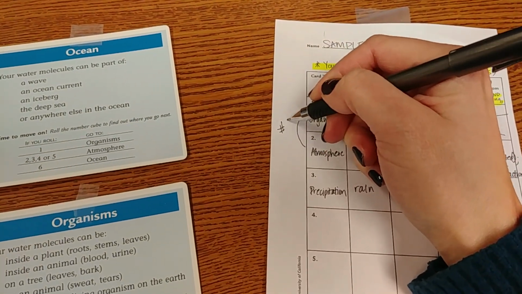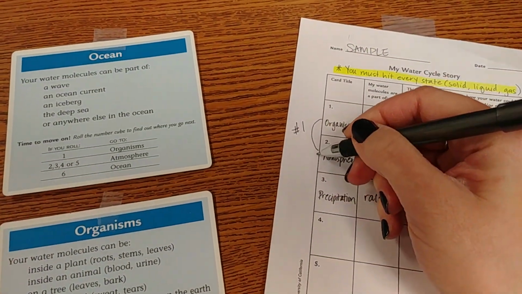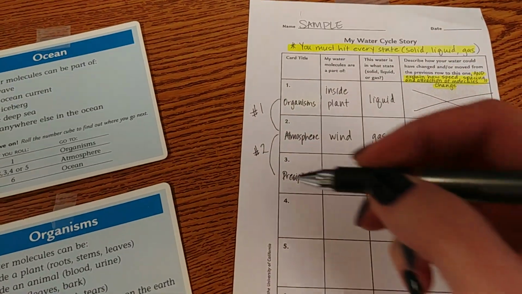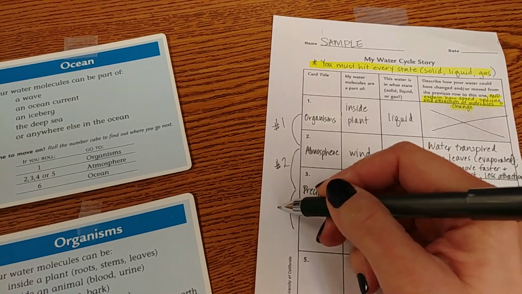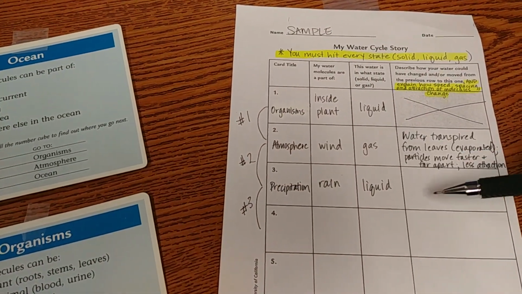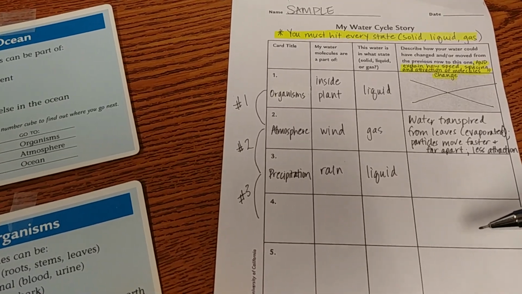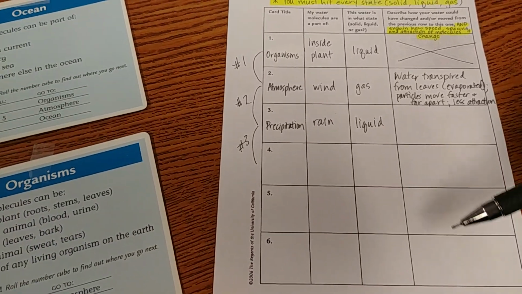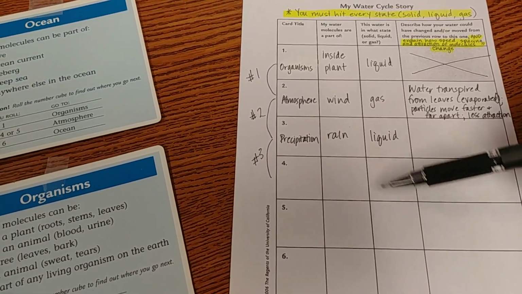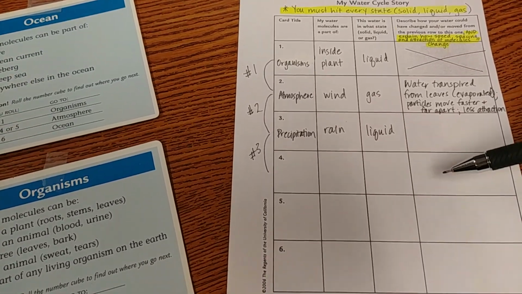So one stop would be like from step 1 to step 2. That would be like stop number 1. From the atmosphere to precipitation would be stop number 2. And then from precipitation to wherever I went next would be stop number 3. So you have to explain at least 3 of these stops along the way. You may do more, but I would need to make sure that in my next card, I made sure that I was a solid if I wanted to do my first 3 steps.